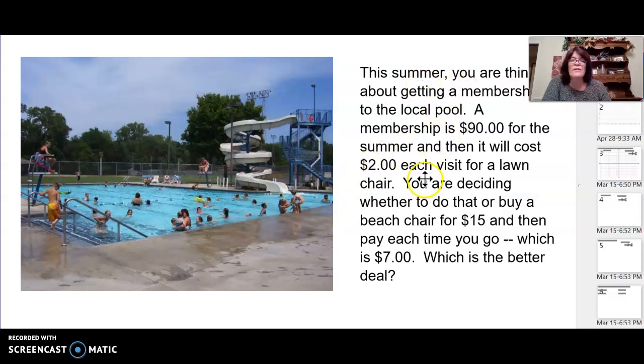I know this looks good, right? Heading towards summer. It looks very nice as we're actually heading into winter.